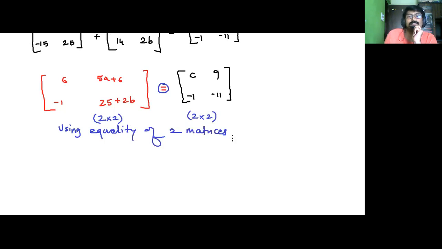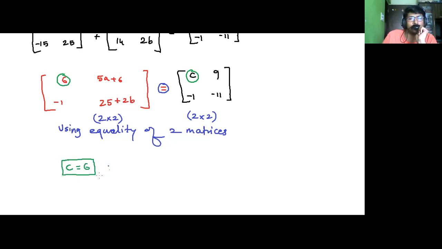If this sentence is there, you're going to get full 3 marks. If the sentence is missing, you're going to get only 2 marks. I hope you understood. Even if the full answer is correct, the marks will get reduced. So what is the C? Basically C is over here and over here. So C becomes 6. I hope you understood this.